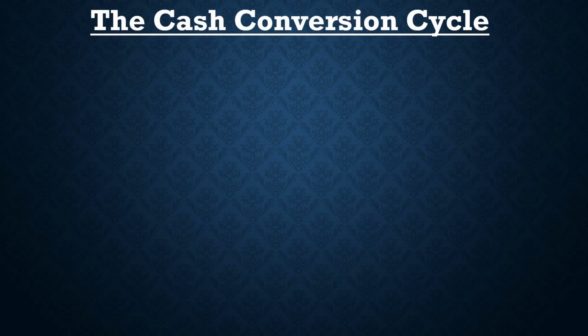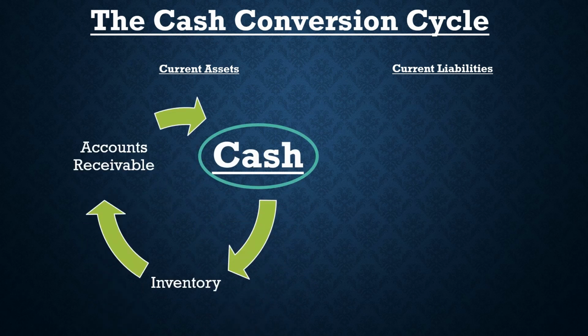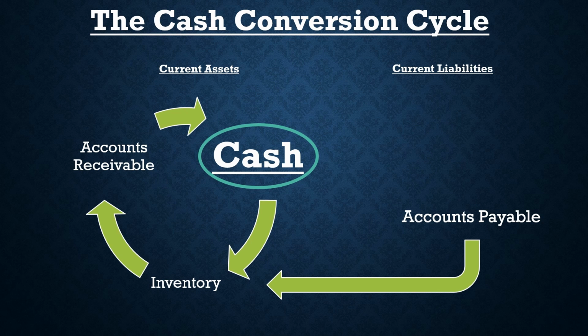And with that, we can map out our cash conversion cycle by showing the flows of our cash to our current assets or our current liabilities. We can see that on the current assets side, cash is converted into inventory, where inventory is bought for cash. Inventory is converted into accounts receivable, where sales are on credit. And accounts receivable is converted back into cash when clients settle their accounts. On the current liabilities side, accounts payable increases when goods and services are bought on credit. Accounts payable decreases when accounts are settled for cash.